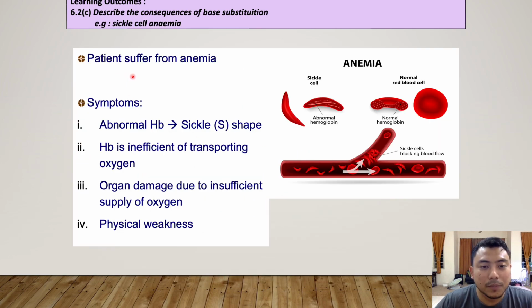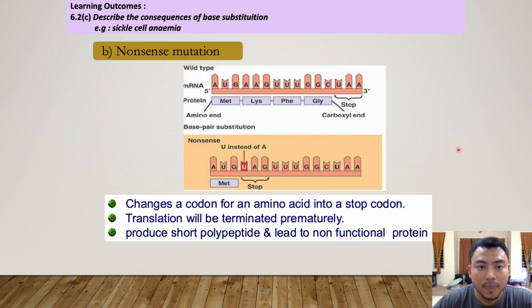So patient who suffers from anemia will have these symptoms. So the abnormal hemoglobin, bentuk dia macam ni, sickle shape. Hemoglobin is inefficient at transporting oxygen, okay, because the shape is not normal, so tak boleh efficient transport oxygen. Organ damage due to insufficient supply of oxygen, ialah dah tak cukup oxygen kan, and also physical weakness. Okay, next we have nonsense mutation.